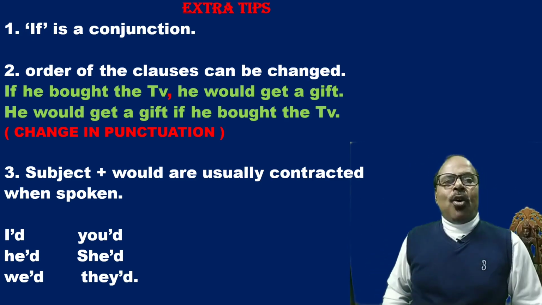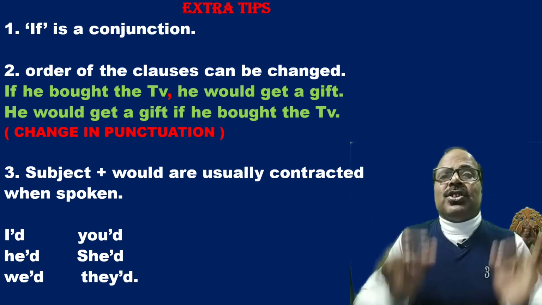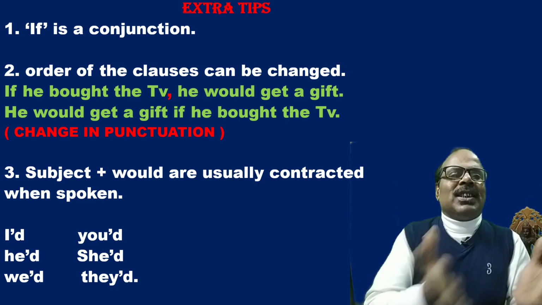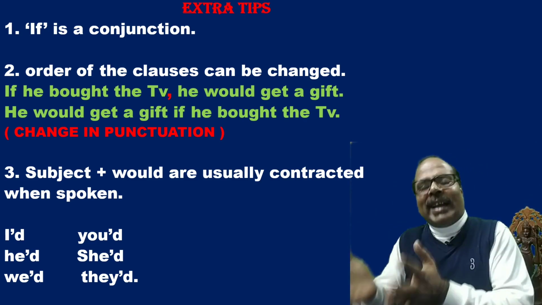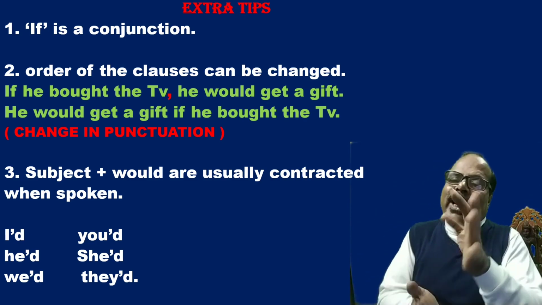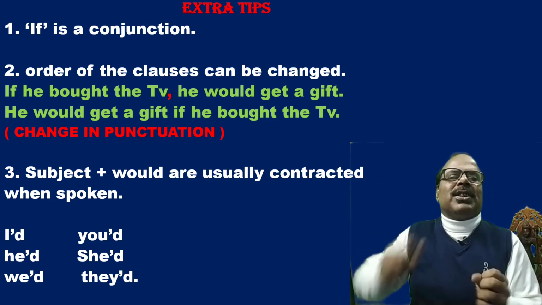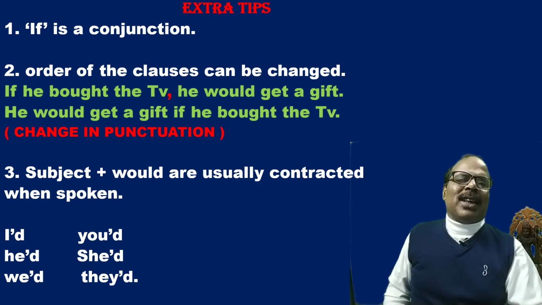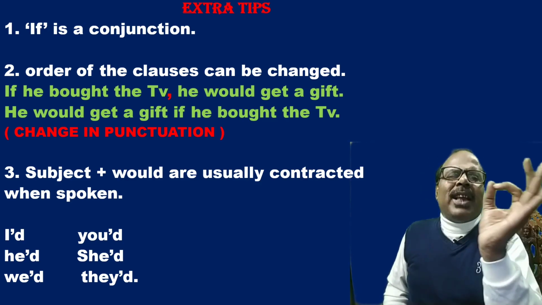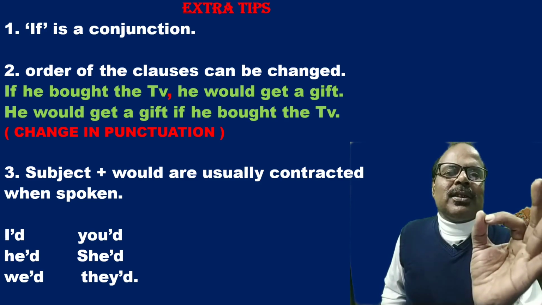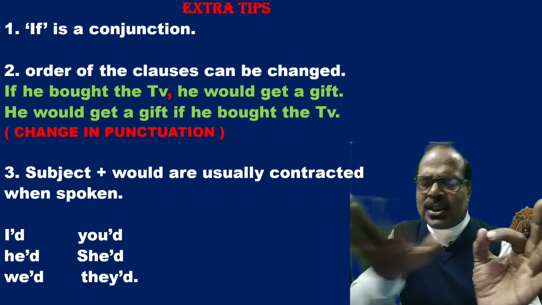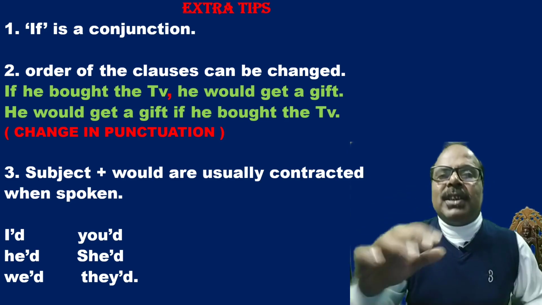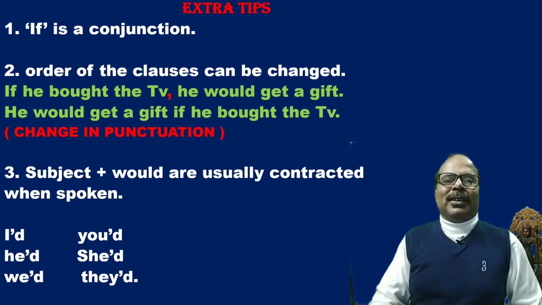Second, the order of the clauses can be changed. That means in all the sentences we may not use the conditional clause in the beginning and then the result clause. We can just use the reverse structure. That means we can use the result clause at first and then the conditional clause. But there is a little bit of difference. There is no difference in meaning, only a difference in structure, only a difference in punctuation mark.